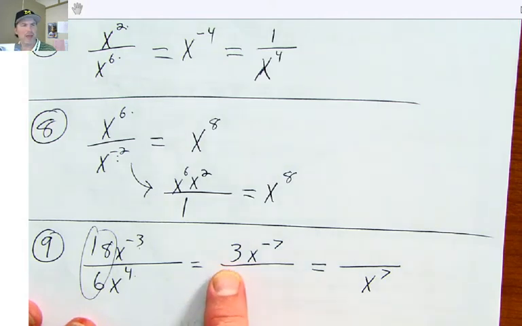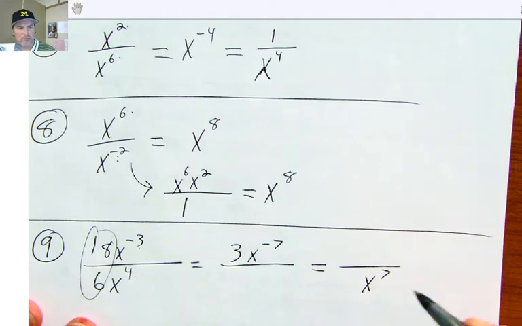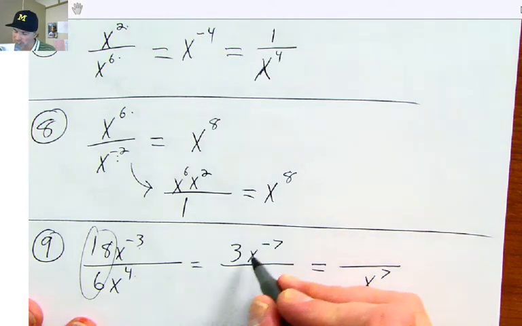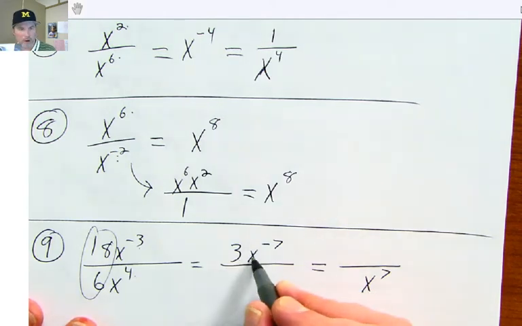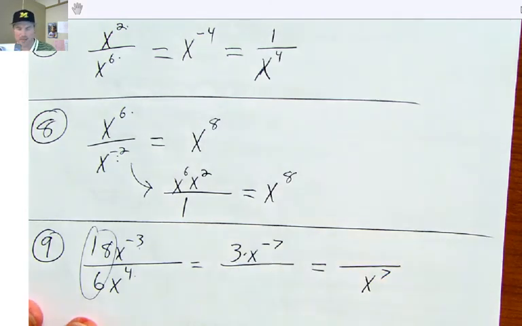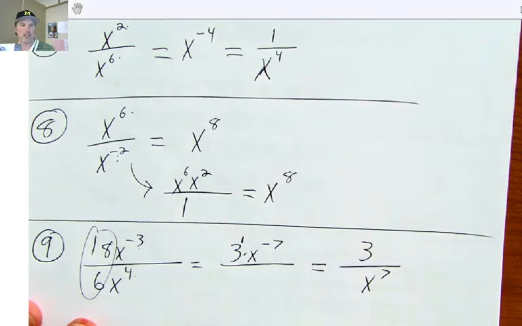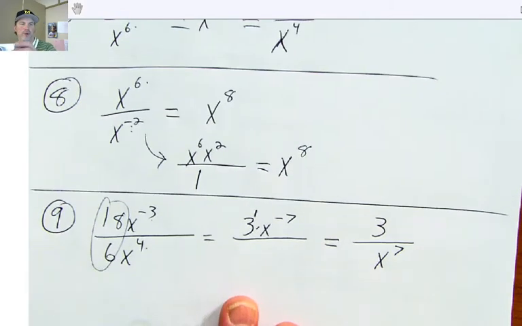But then what about that 3? Does the 3 go up top or down below? Well, this 3 is not part of this x to the negative 7. It's separate. It's 3 times x to the negative 7. And furthermore, it's 3 to the 1. The exponent on that 3 is positive. He's happy where he is. So it stays on the numerator, 3 over x to the 7.